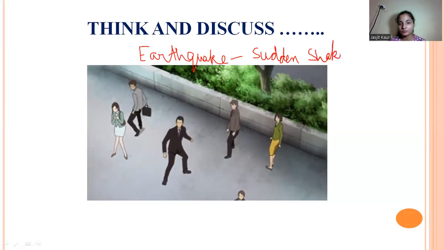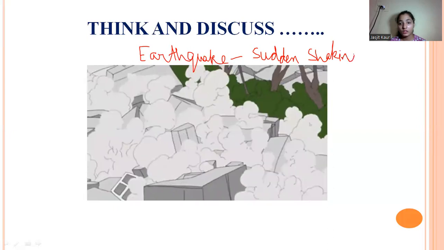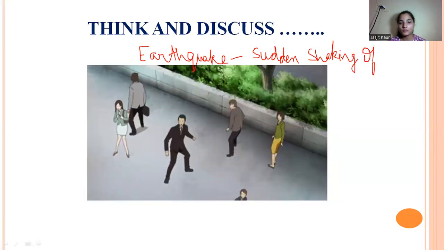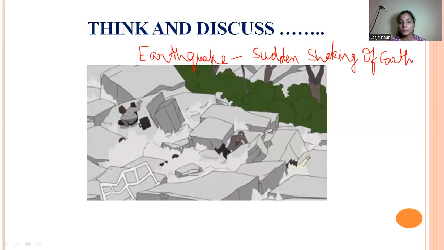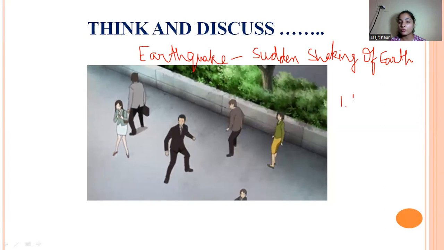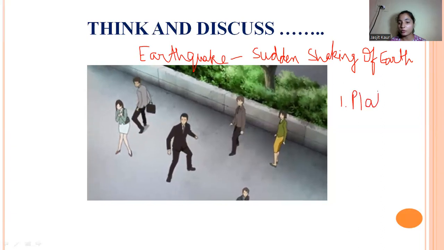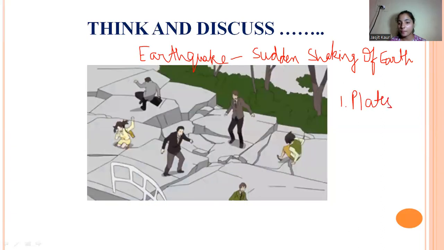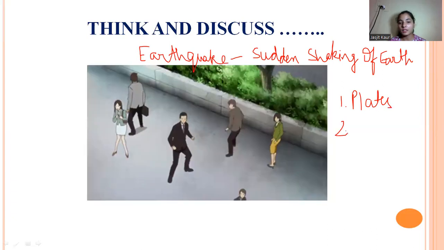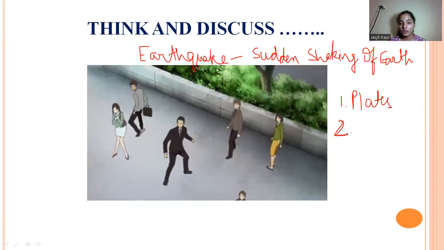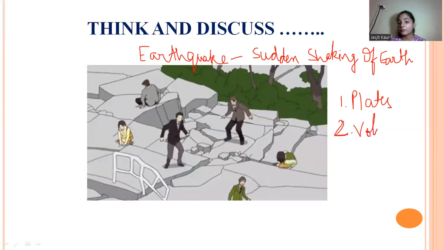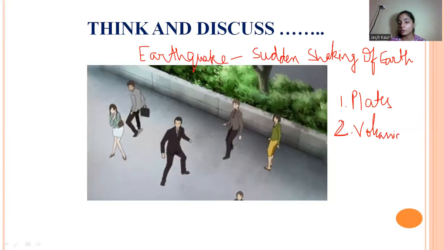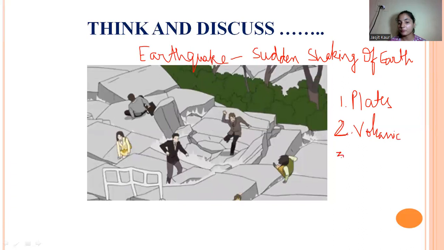Yes, very good students. So the one cause that is mentioned by you is plate tectonics. So because of the movement of the plates, and what else? Yes, because of volcanic eruption also. Sometimes a vibration takes place and due to which the plates move. Movement of plates is there.